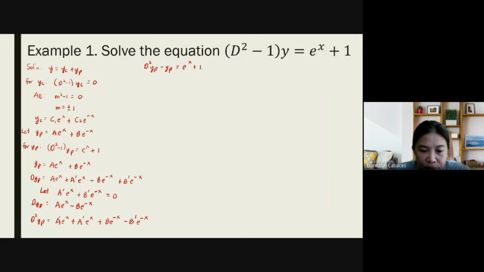Substituting what we had for the second derivative of yp and our yp, you have a e to the x plus a prime e to the x plus b e to the negative x minus b prime e to the negative x, and then minus yp, so minus a e to the x minus b e to the negative x, is equal to e to the x plus 1. Simplifying, you have a e to the x minus a e to the x, b e to the negative x and minus b e to the negative x. Remaining now on the left side of the equation are a prime e to the x minus b prime e to the negative x is equal to e to the x plus 1.